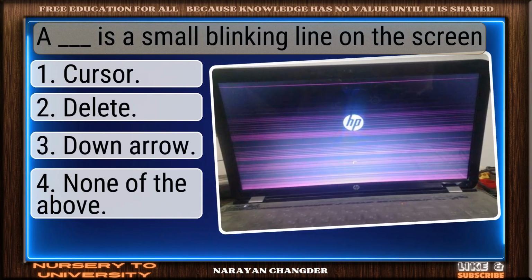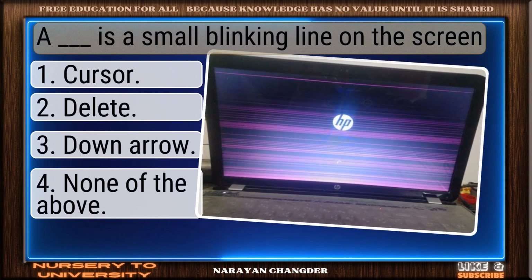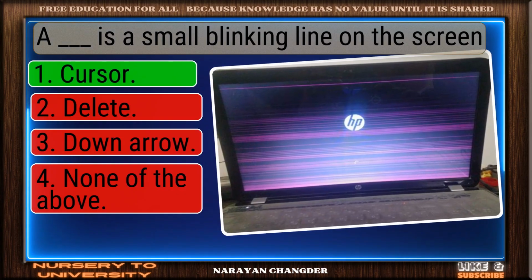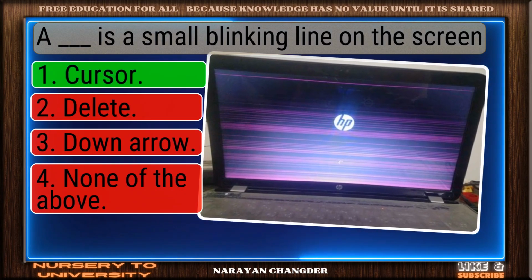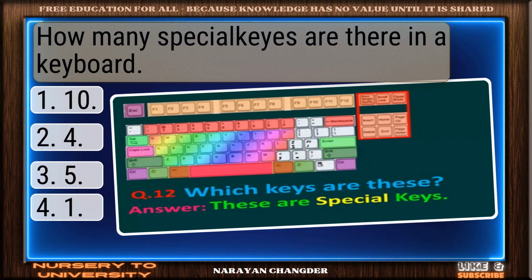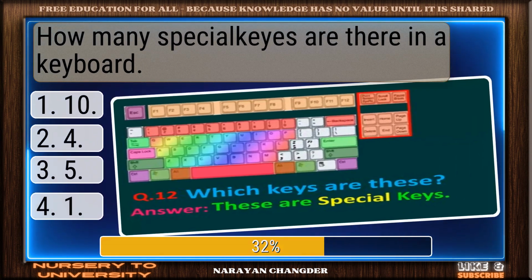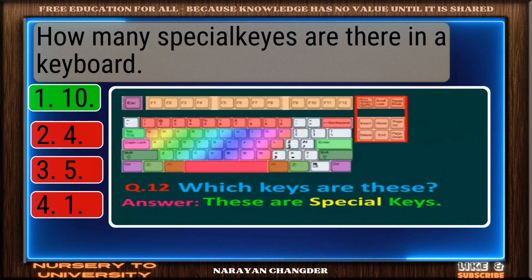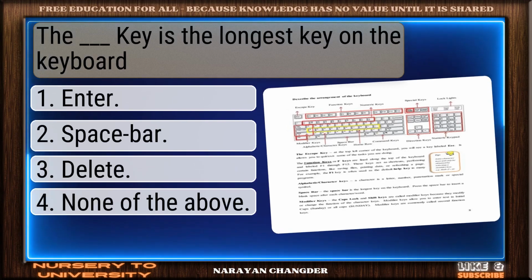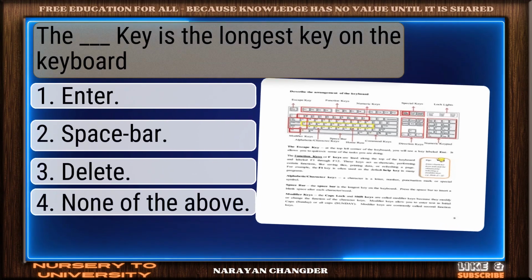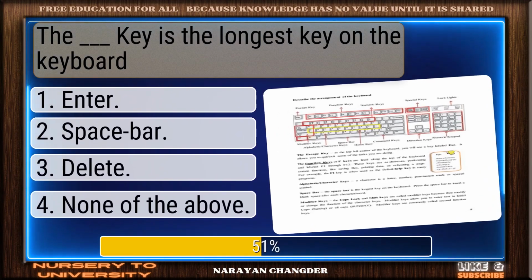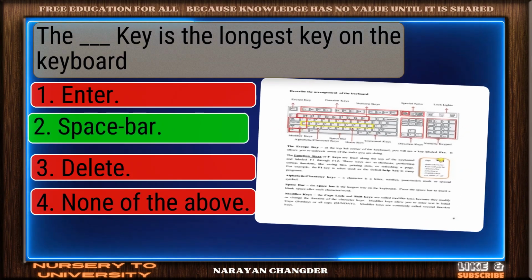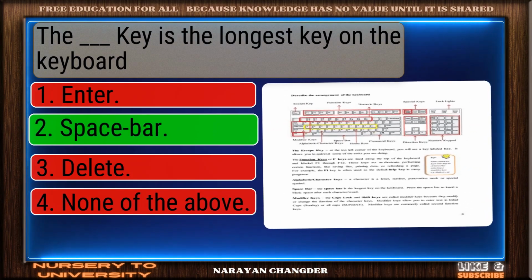A dash is a small blinking line on the screen. Exactly. Cursor makes sense. How many special keys are there in a keyboard? Excellent choice. 10 is the right answer. The dash key is the longest key on the keyboard. You got it. Your choice spacebar is right.